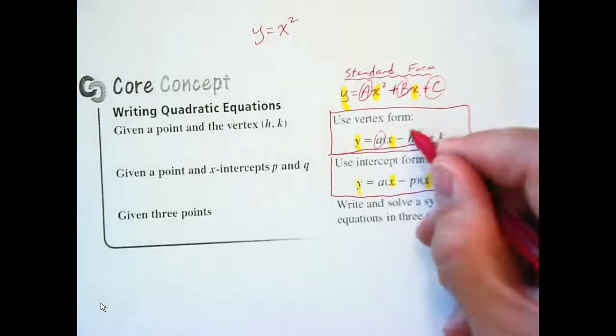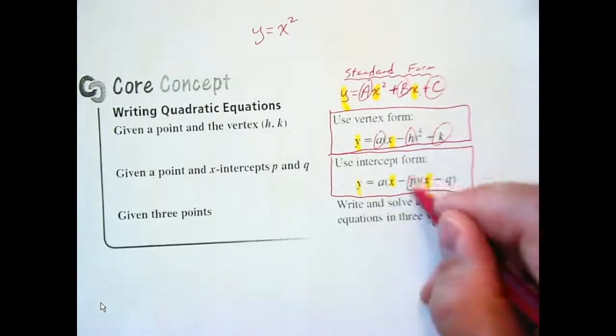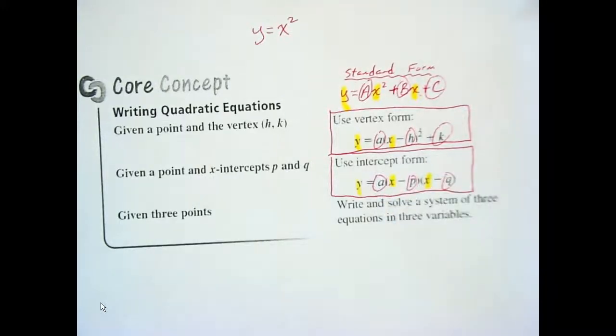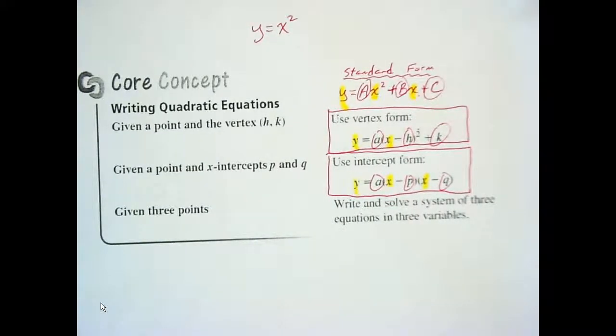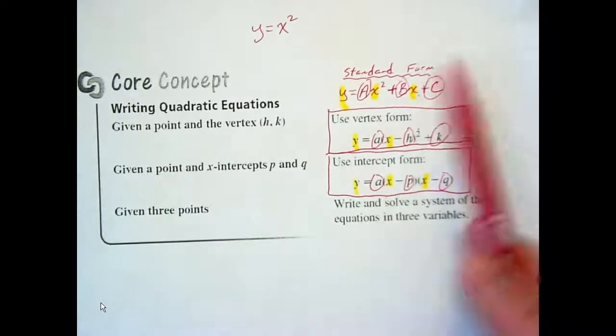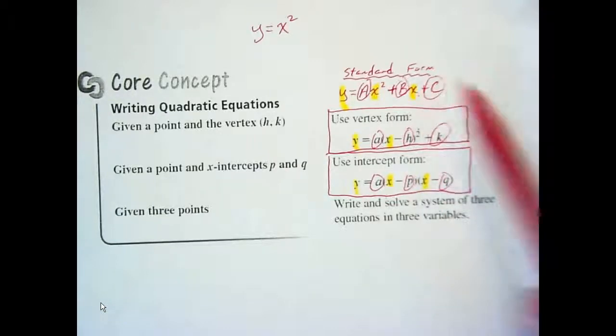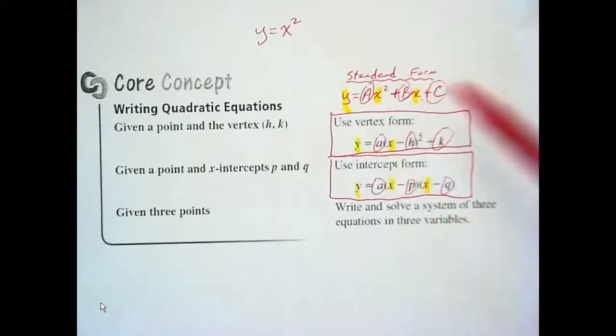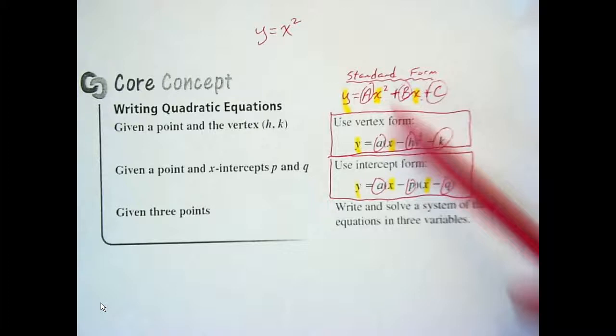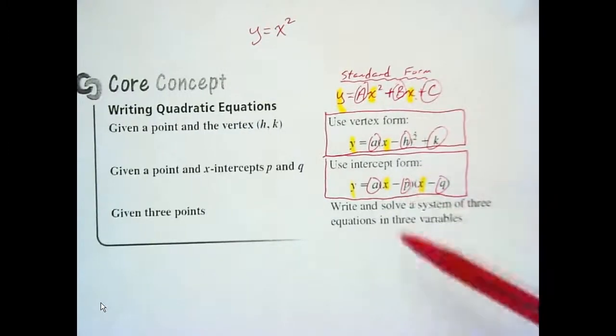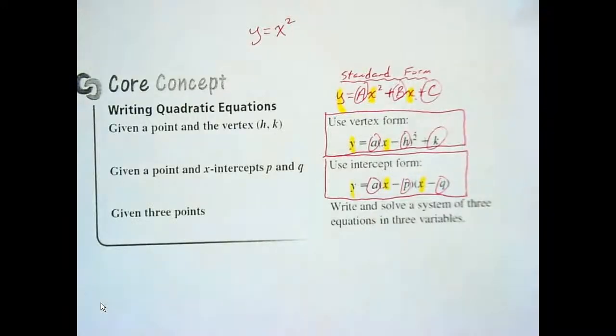That becomes a number. This becomes a number. That becomes a number. All those things become numbers. The only things left as variables when you're done with your equation are x and y. So what you need to ask yourself when you're trying to write an equation is which form should I use based upon the information they give me. All right, so let's try that in this problem.